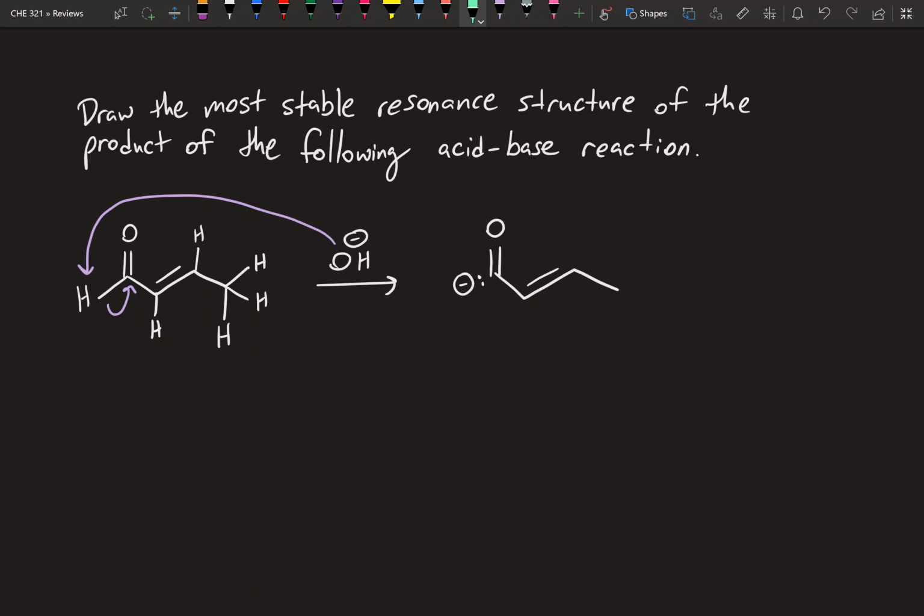So we have an sp2 carbon. This is sp2 right here. And that is the only defining characteristic of its acidity. That negative charge cannot be stabilized through resonance.